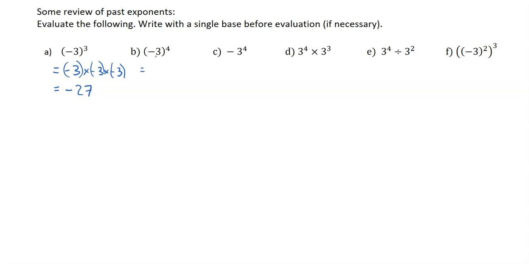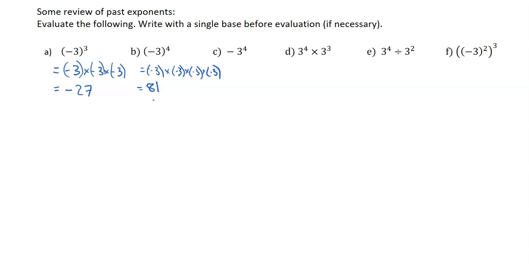Now this next one is negative 3 to the power of 4. So we're taking negative 3 and we're multiplying it by itself 4 times, just like we did when we had the power of 3. In this case, I could write it out as expanded form. I don't have to, but this is known as expanded form. So 4 negative 3s. Negative times negative is positive. Another negative times a negative is positive. So this is positive 81.